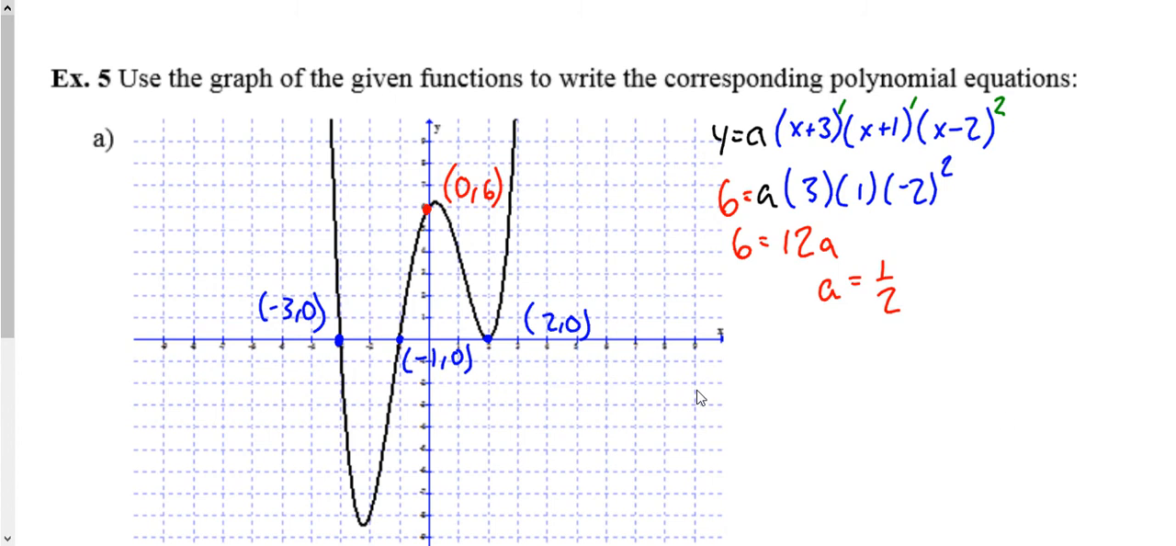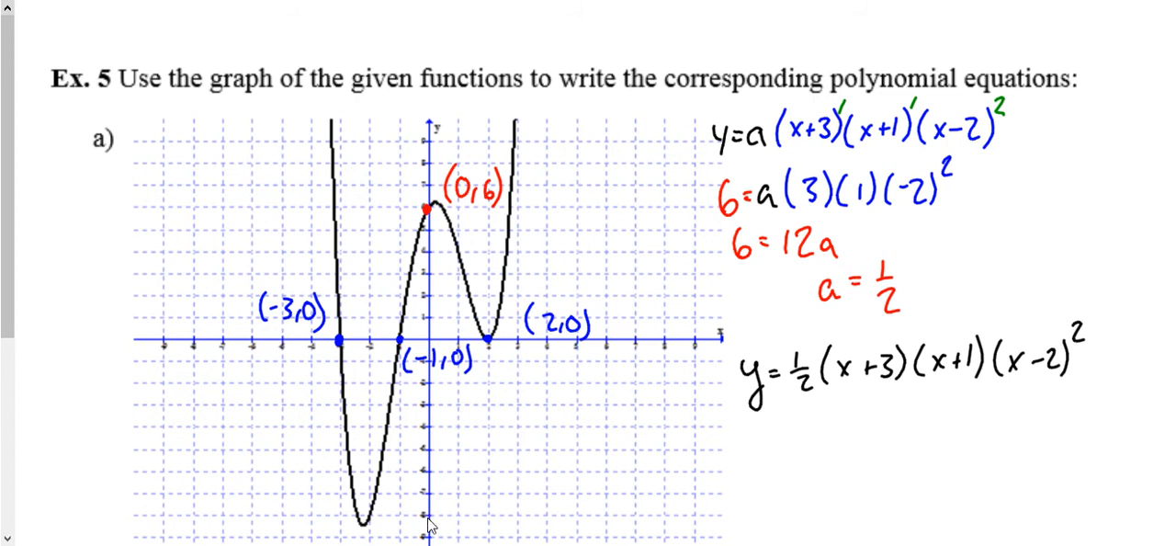Let me move that out of the way. So let's rewrite our equation here. So we have our final equation of y equals 1/2 for a, x plus 3, x plus 1, and an x minus 2 squared.